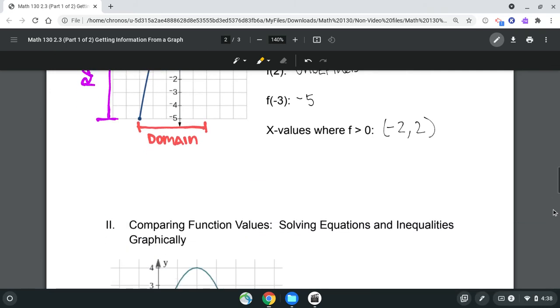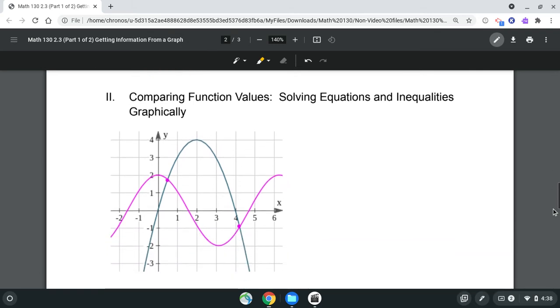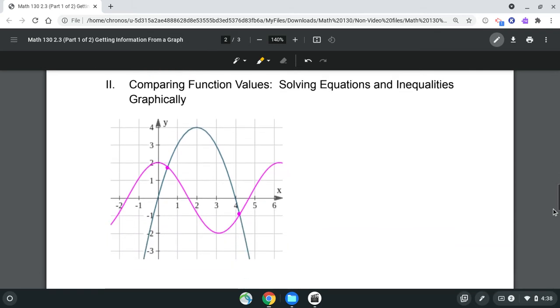And let's see. Okay, so comparing function values, solving equations and inequalities graphically. Let's go ahead and label these functions. This purple one is going to be f of x, and this inverted parabola will be g of x. So the purple one is f of x, the dark green one is g of x.